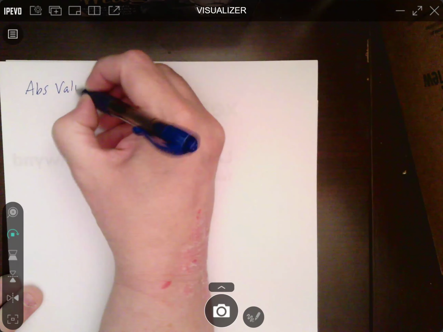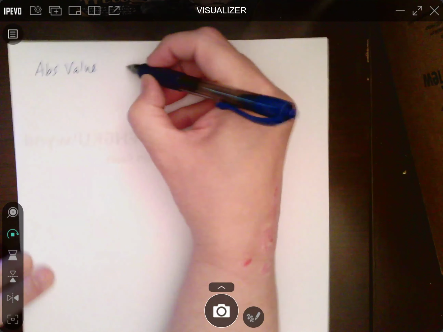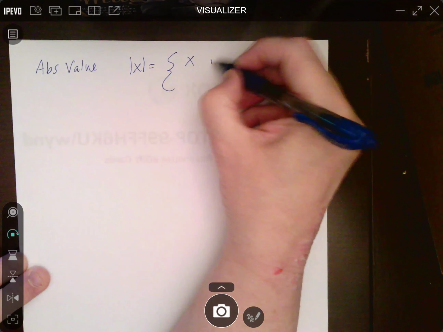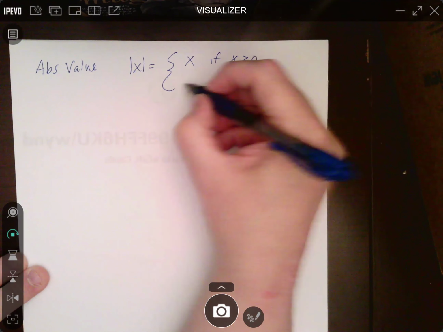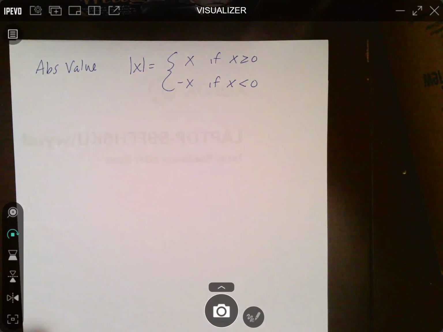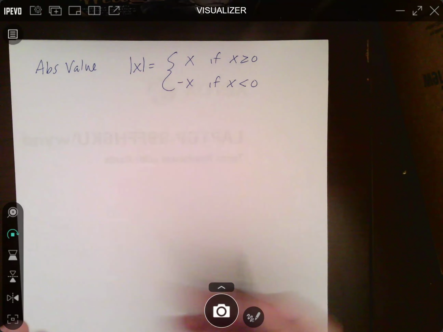Absolute value, when we have the absolute value of x, it equals x if x is greater than or equal to 0, and it equals negative x if x is less than 0. For some reason, that's the most common way we write this, whereas in every other piecewise function, we put the most positive stuff on the bottom. And we just like writing absolute value like this.